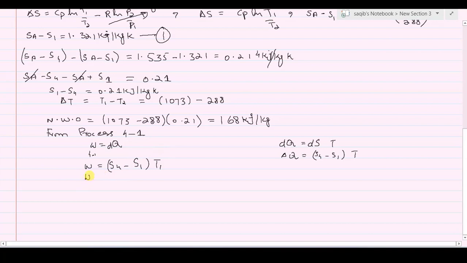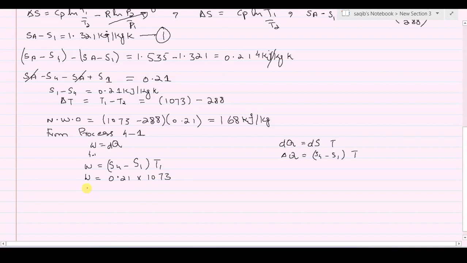Now just enter the values, it's quite simple. This S4 minus S1 is what we have previously calculated. Here if you see a minus sign, it just shows that the work is done by the expansion at the expense of the heat supplied. So we have no concern about that, but you can write the minus sign as well. I'm just writing its magnitude directly. Its value is 0.21, multiplied by the temperature, that is 73.